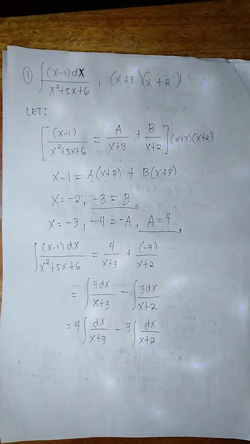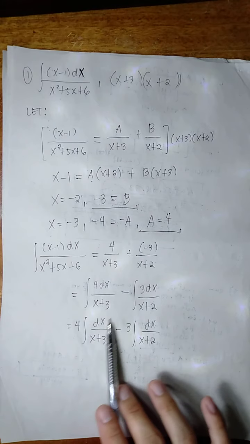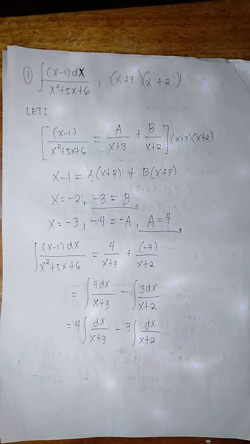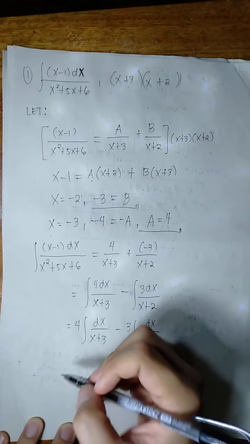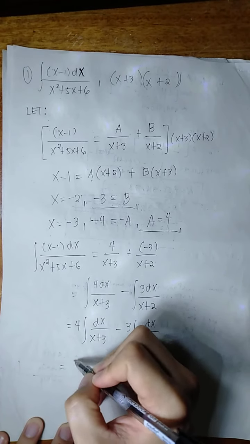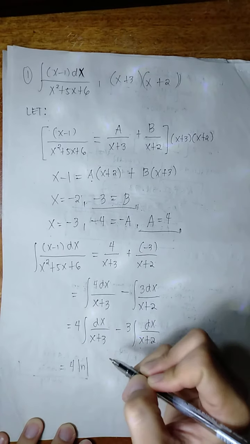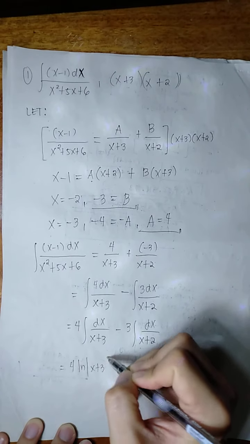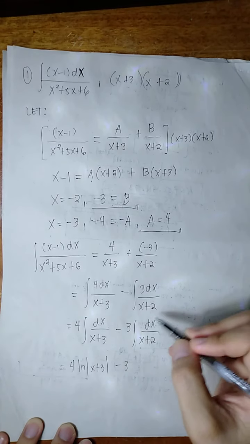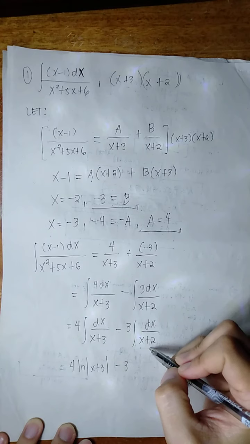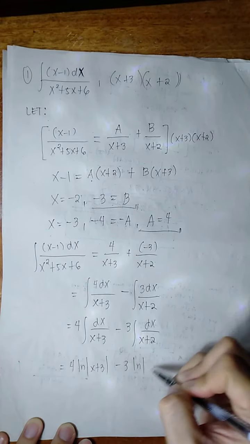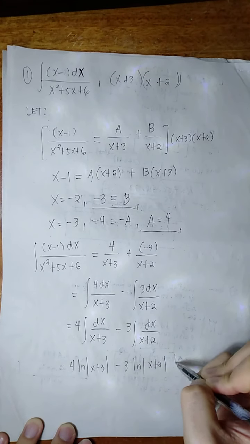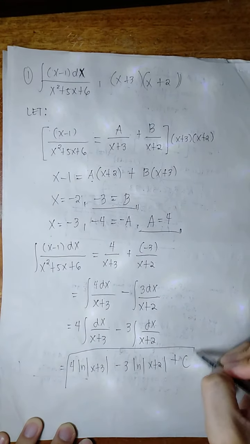If you notice, when you differentiate this, it's just u-du, so it's a given. The integral of this is ln. So your answer will be 4 ln of u, which is x plus 3, minus 3 times, also, if you let u equal x plus 2, its derivative is dx, so du over u, so ln also, ln of x plus 2, plus C. And this is your final answer.